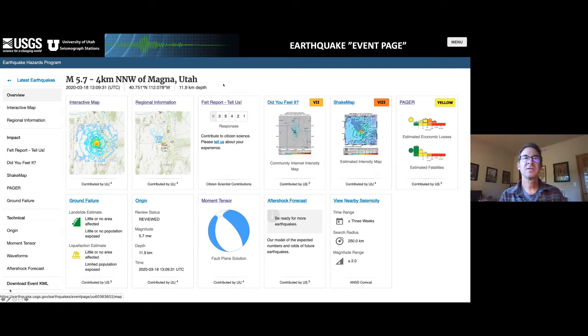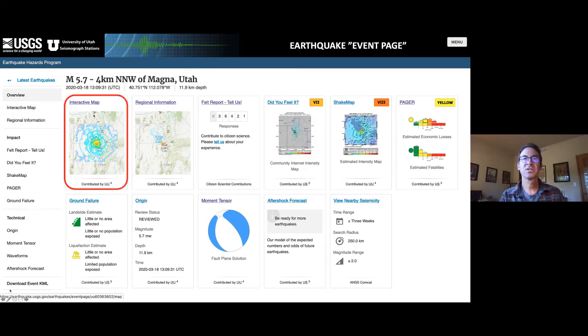As the magnitude and location get built and the other products get generated, they each show up as these cards on the event page. And there's a variety of different flavors of products that will show up, and they're not all here for all earthquakes. They have to be important to that particular earthquake. But one of the pages I like to go to is the interactive map, and I usually start with that.